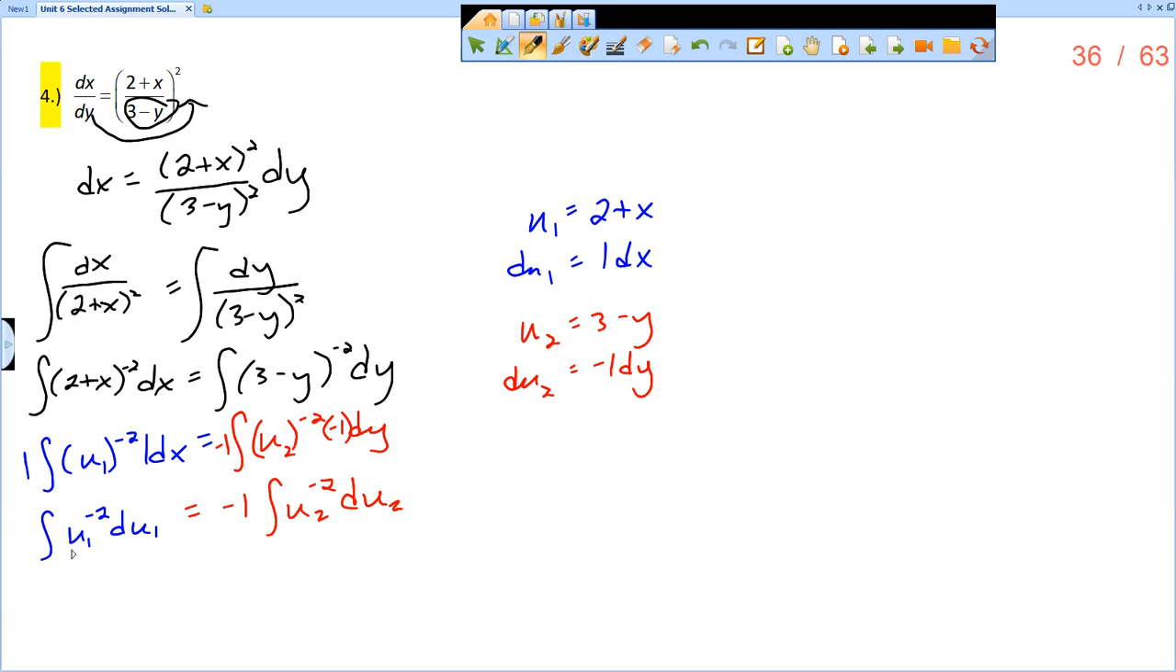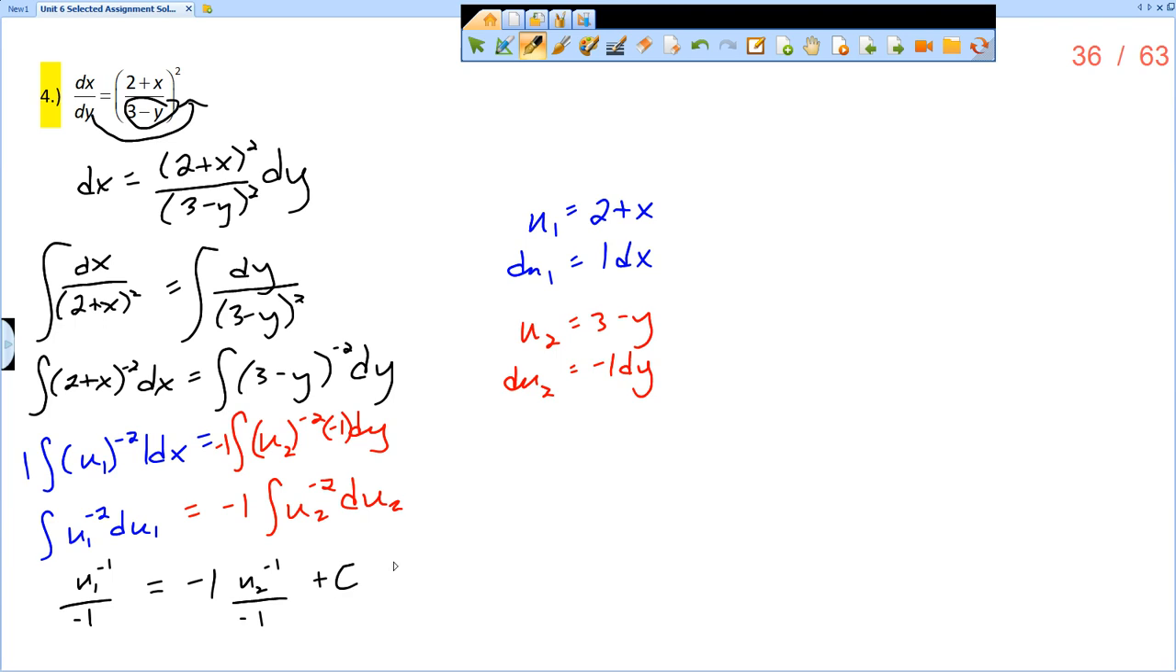Now we're going to integrate u sub 1 to the negative second. I'm going to add 1 to the power, so this becomes u sub 1 to the negative first over negative 1, and then, of course, plus c, but we only need to add in c in one spot. Now I have the negative 1 and the integral of u to the negative second. That would be u sub 2 to the negative first over negative 1, and then, of course, my plus c.